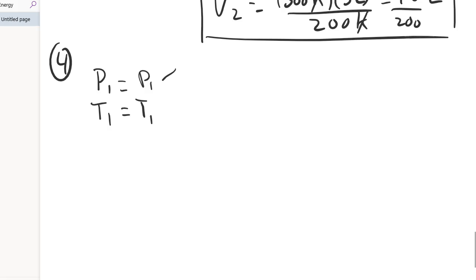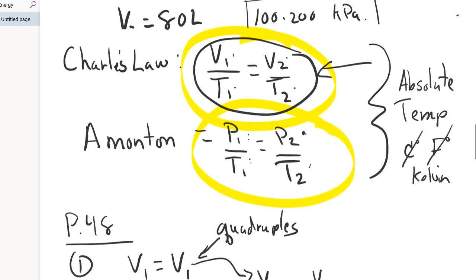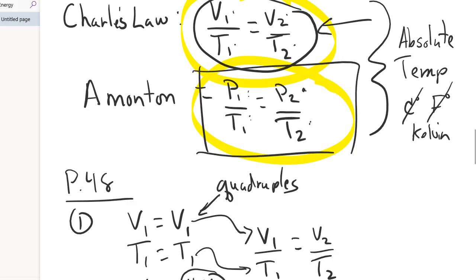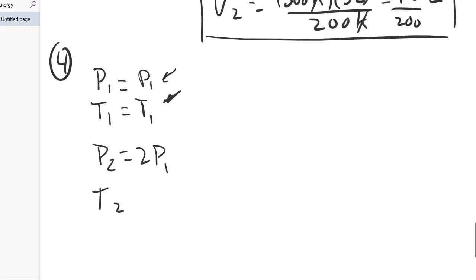So we have the first pressure and the first temperature, and then they say that the second temperature is going to double. So it's going to be twice the amount of the first pressure. What happens to the second temperature? Well, let's look up at our law again. This one is Amonton's law, and it's P1 over T1 equals P2 over T2.